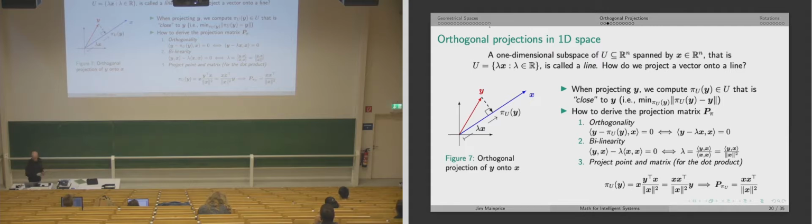So what we use here is that the dot product is symmetric, so we can switch the order of x and y, and we can put the y element here. And then we can identify that we have something that's multiplying y, and that something is the projection matrix. Okay? Are there any questions here?